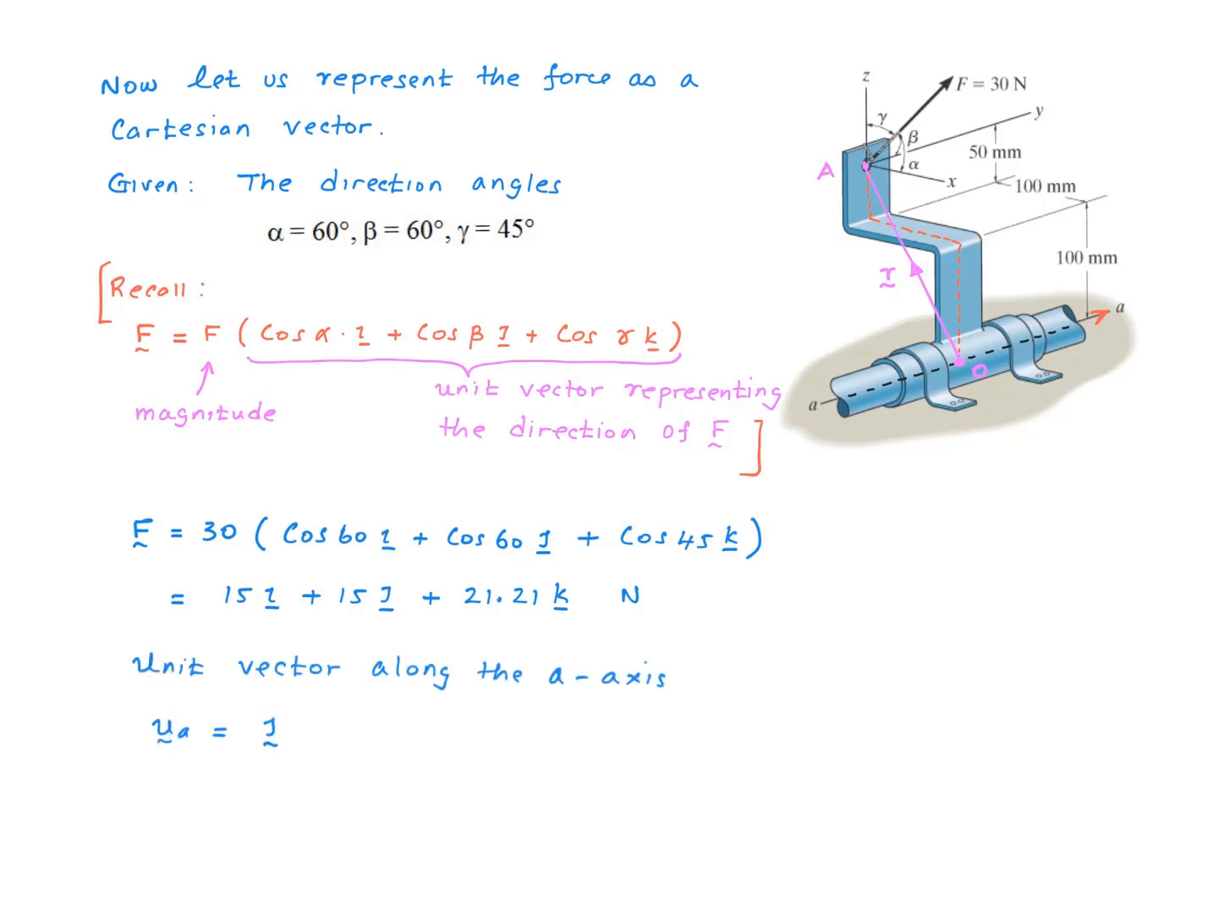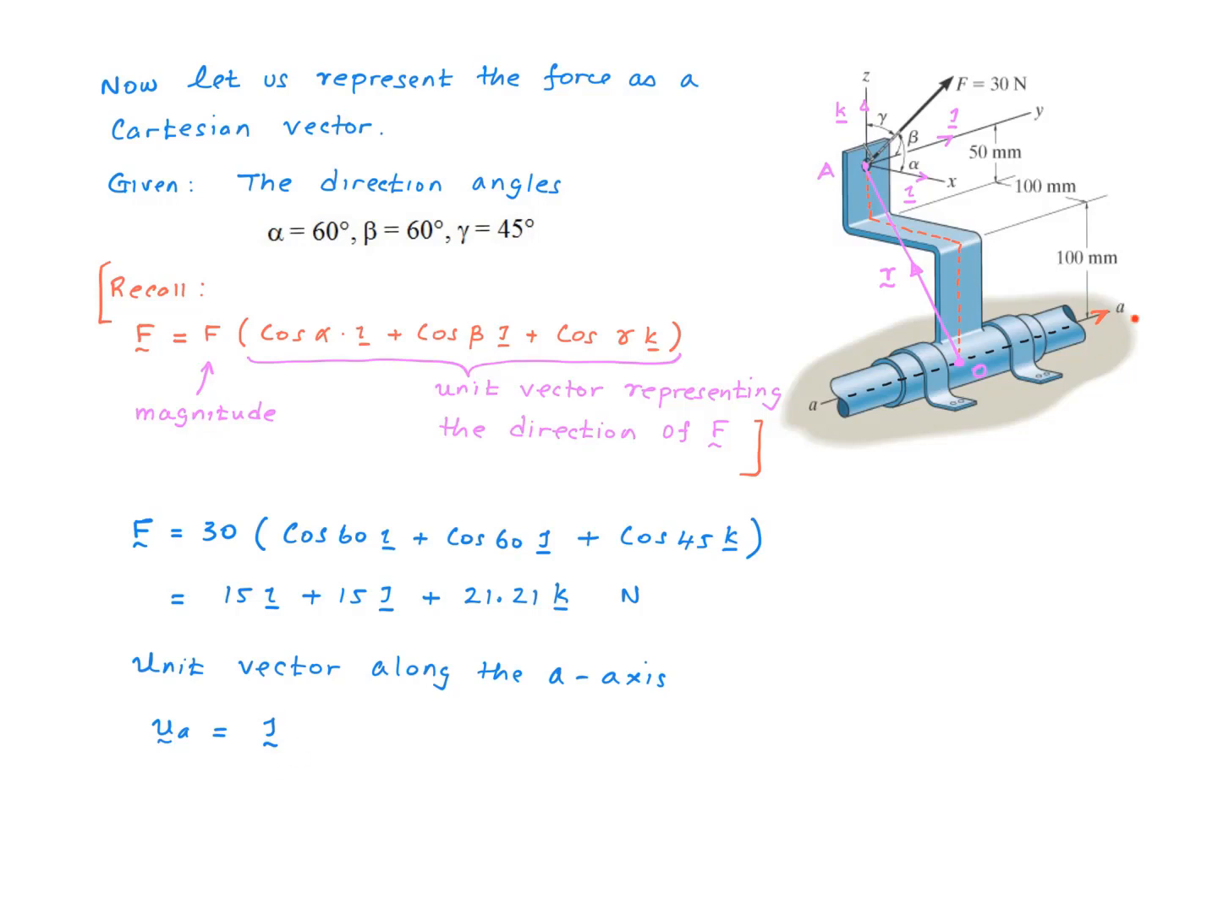The next thing we want to find is a unit vector along the axis AA. By looking at the geometry, we realize that axis A is actually parallel to the y-axis, right? We know the unit vector along the y-axis is j, right? And therefore, the unit vector along the A axis is also j. So UA is simply little j.